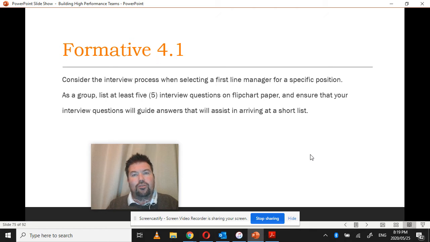So for your first formative, you're going to consider the interview process that you follow, especially in your organization, when you are going to recruit a new first line manager. Then what I want you to do is choose 5 interview questions that you would ask this person, in order to make sure that this was the right person for the job. So what 5 interview questions would you ask a potential candidate so that that would help you to arrive at your shortlist? Okay, so put together 5 interview questions. That's formative 4.1.